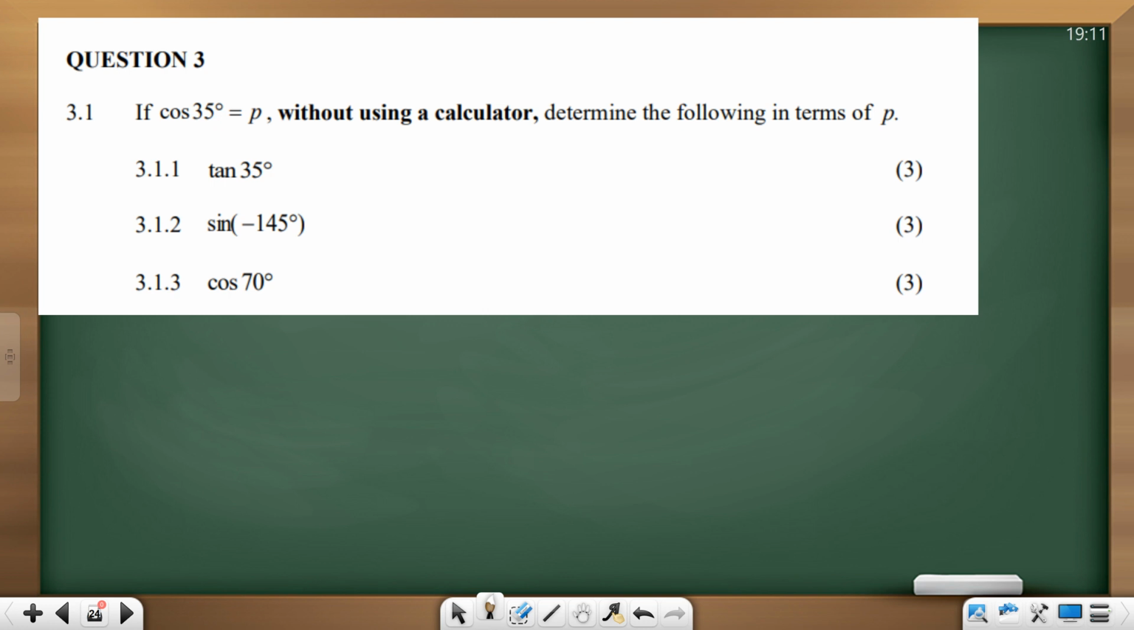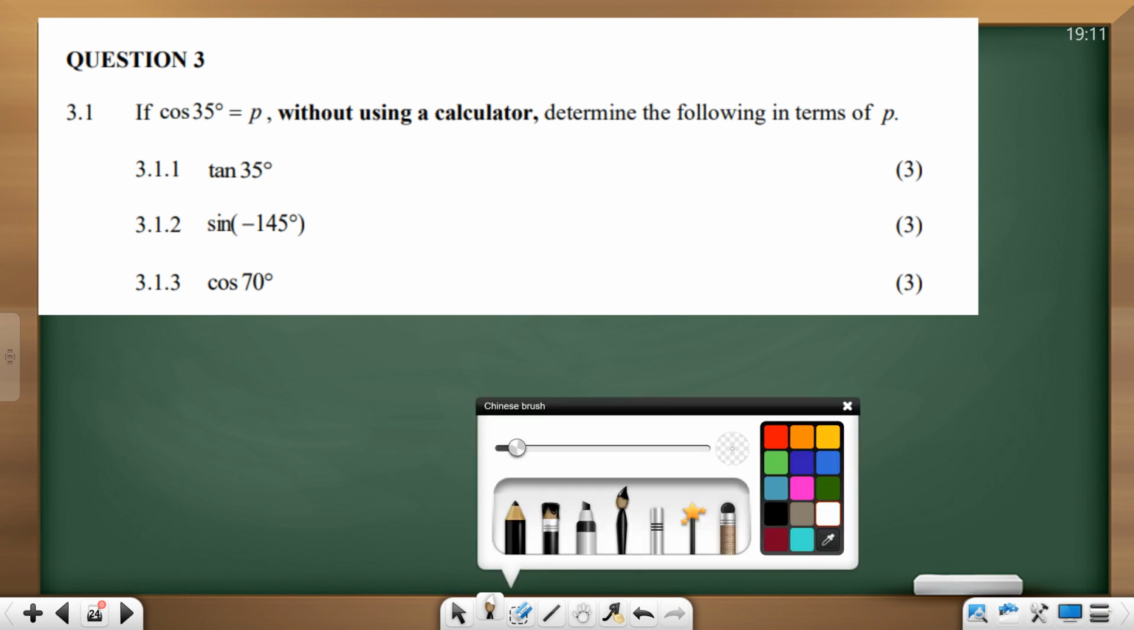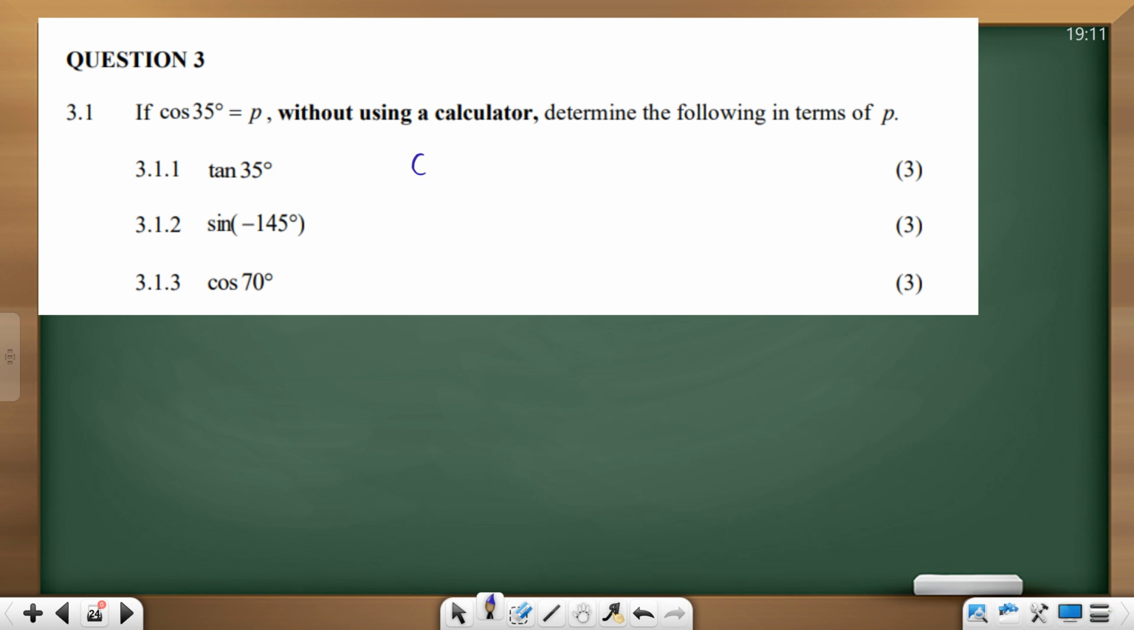Okay. Look at this one again. Remember, cos 35 equals P. It is not just P. It is what? P over 1. It's in the first quadrant. Okay, let's run now. We are not going to waste time. So we know that what? Cos 35 equals what? P over 1.